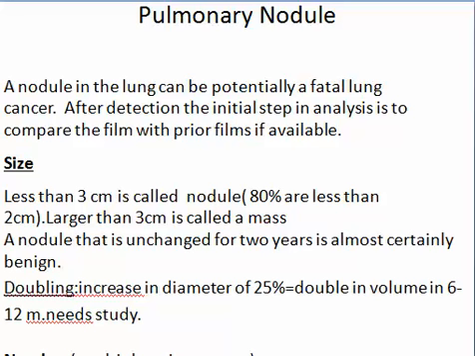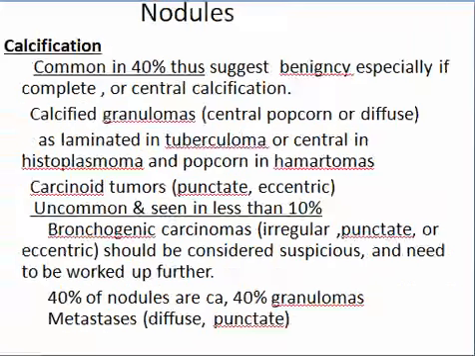If there are multiple nodules, please search for and try to mention metastasis. Calcification in nodules suggests benignancy, and it is present in 40% of nodules, especially if it is a complete ring or central calcification. It is more with benign lesions.